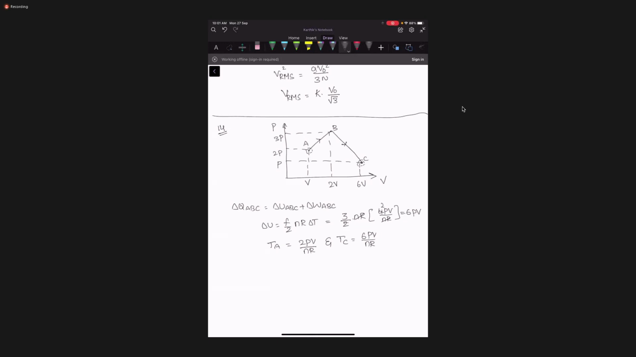And work done, did anybody calculate? 10.5 PV. Achha, so work done is 10.5 PV. Therefore, your delta Q will be 16.5 PV, right? Yes, sir. So it's correct. Heat given, option A is correct. D is also correct. Change in internal energy is 6 PV, no?